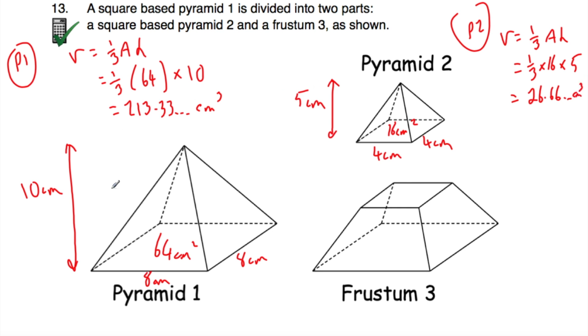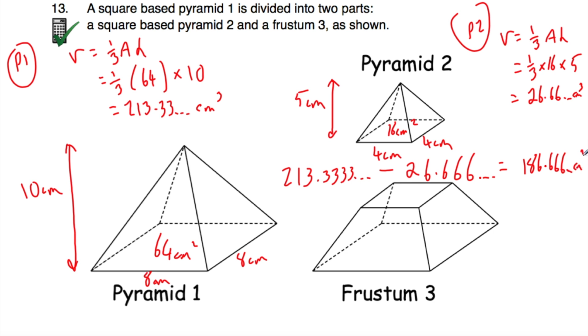So we've now got the volume of the larger pyramid and the volume of the smaller pyramid. If we take the volume of the smaller one away from the bigger one, that'll be the volume of the frustum. So we're going to do 213.3333 and so on, subtract 26.666 and so on, and that's equal to 560 over 3, or 186.666 and so on centimeters cubed. So the volume of the frustum, rounded to two decimal places, is 186.67 centimeters cubed. That's the volume of that frustum, and that's it.